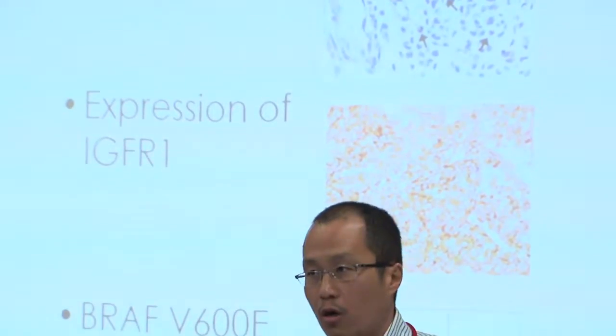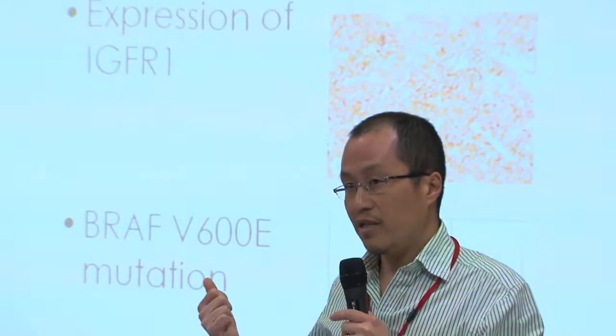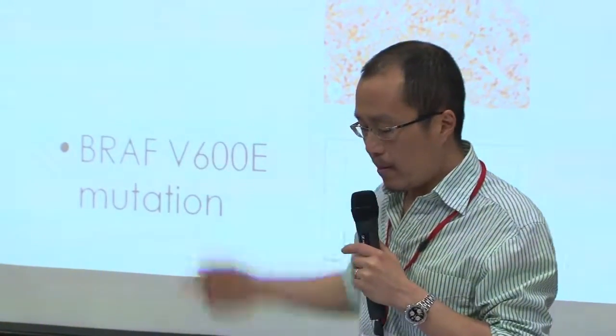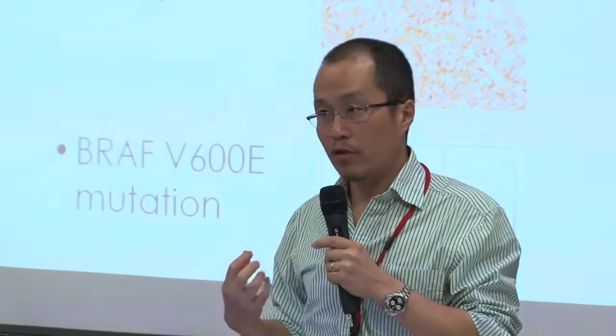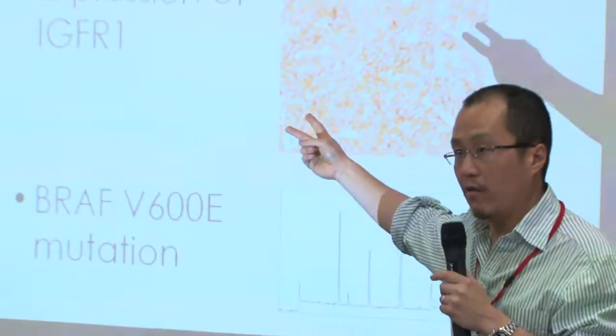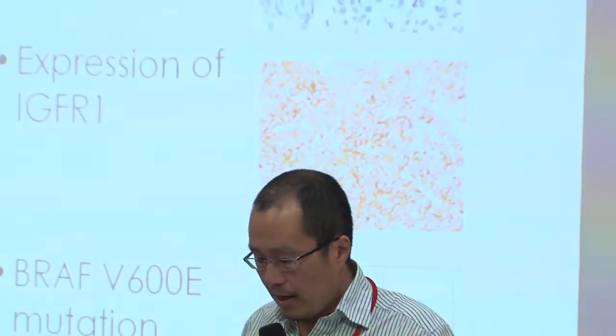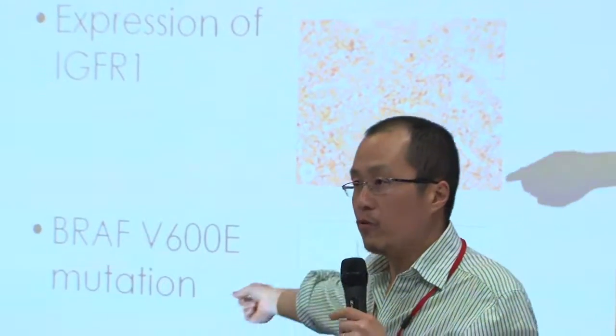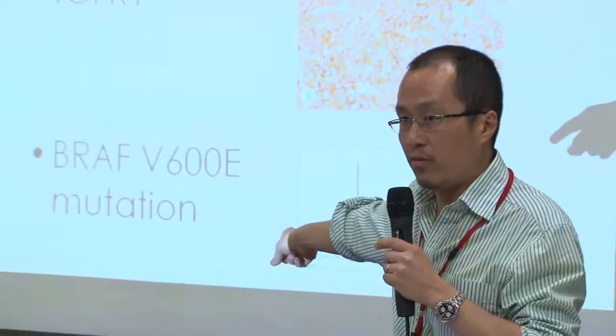We now know that these wild-type GISTs tend to show certain molecular signatures. First of all, a lot of them show loss of a protein called, it's quite a long name, succinate dehydrogenase B, SDHB, on the top. Some of these wild-type GISTs express a protein called insulin growth factor receptor 1, IGFR1, and we have both antibodies in our lab. And a proportion, not all of them, about 10-15% of wild-type GISTs will carry a mutation in a gene called BRAF, right at the bottom.